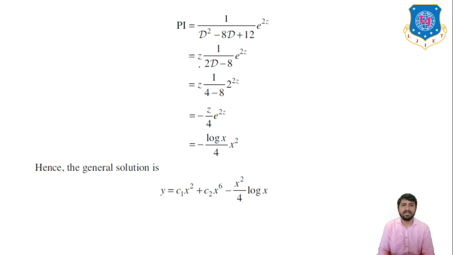This is case 1. So z, 1 upon 2D minus 8, into e raised to 2z. So z, 1 upon 4 minus 8, into e raised to 2z. So minus z by 4, since 4 minus 8 is minus 4. So minus z by 4 e raised to 2z. And the value of z is log x. So minus log x by 4 into x². So the solution is C1 x² plus C2 x⁶ minus x² by 4 into log x. So this is the particular integral.